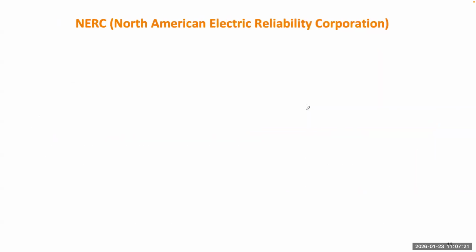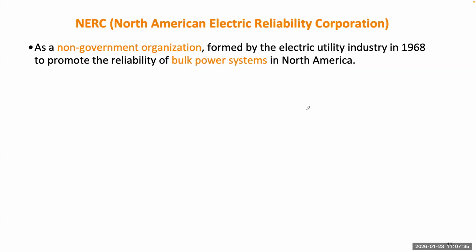How do we prevent this? We need some reliability standards. So NERC, the North American Electric Reliability Corporation, is an organization that creates standards. At the beginning, it was just a non-government organization formed by the electric utility industry back in 1968. 1968 is 3 years after the first large power blackout in the U.S. It tried to promote the reliability of the bulk power system in North America.